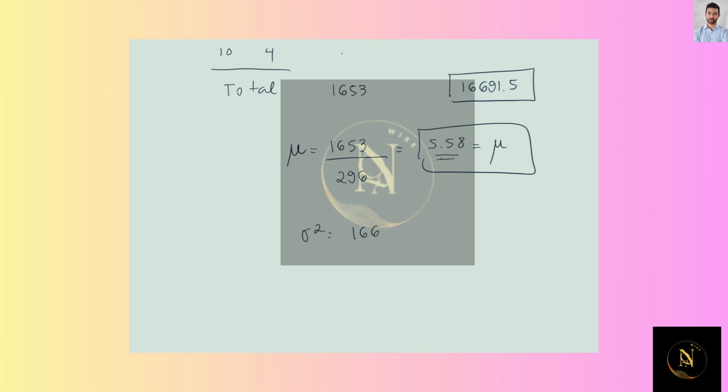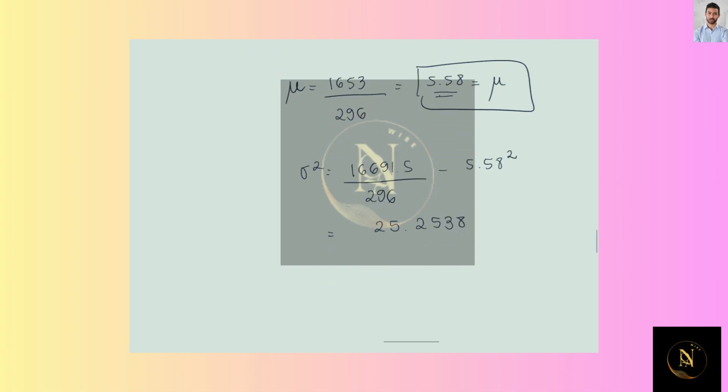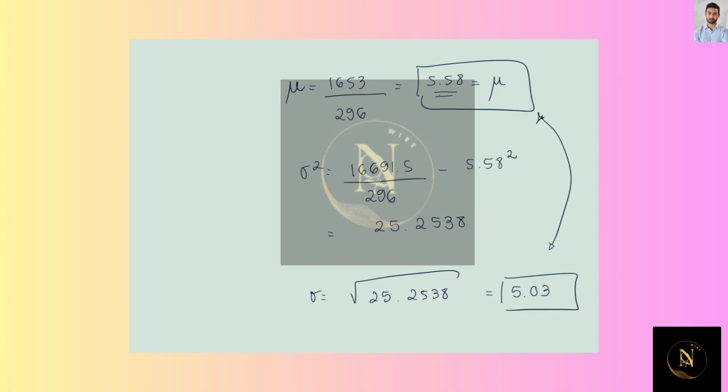This will give us that the variance is given by that value divided by the total minus the square of the mean that we found. So in this case, this will be 25.38. And we want the standard deviation, which is the square root of this value. By computing the square root of this value and rounding to 2 decimal places, we get 5.03. So these two values here give us the answer.